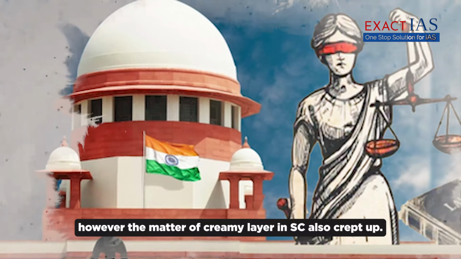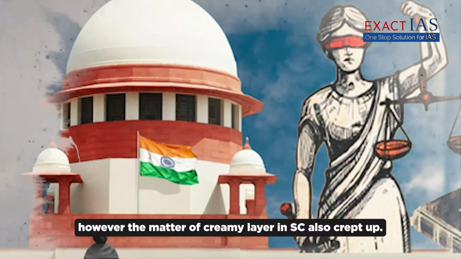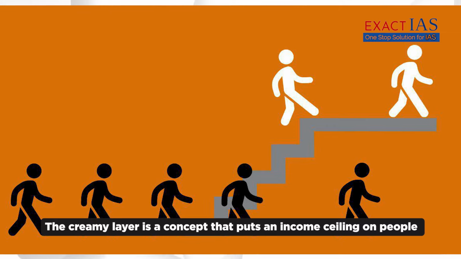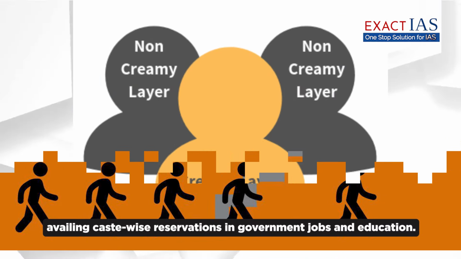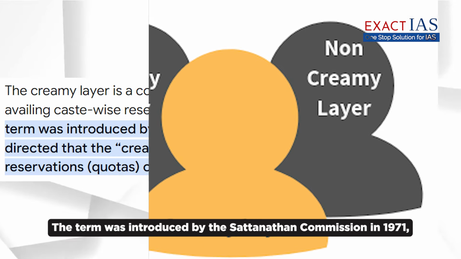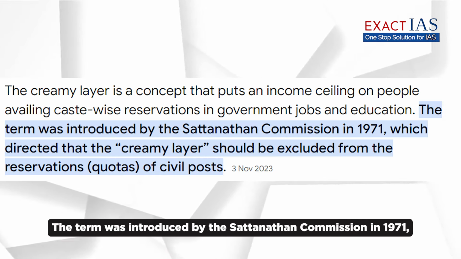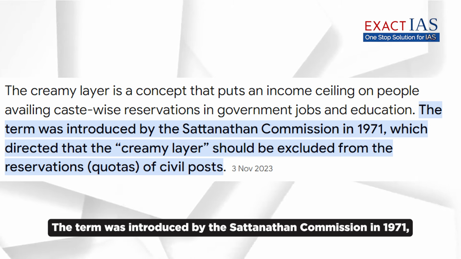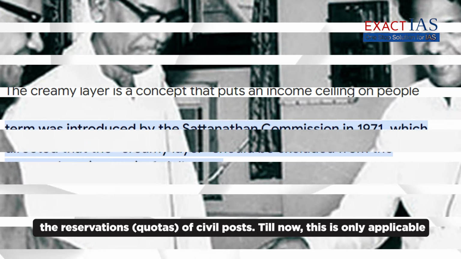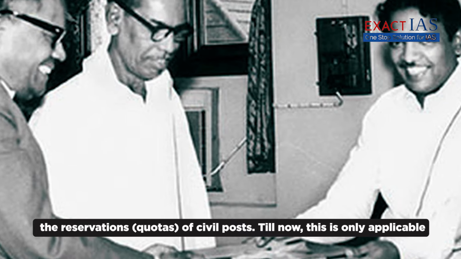However, the matter of creamy layer in scheduled caste also crept up. So what is this creamy layer concept? The creamy layer is a concept that puts an income ceiling on people availing caste-wise reservations in government jobs and education. The term was introduced by the Sathanathan Commission in 1971, which directed that the creamy layer should be excluded from the reservation or quotas of civil posts.